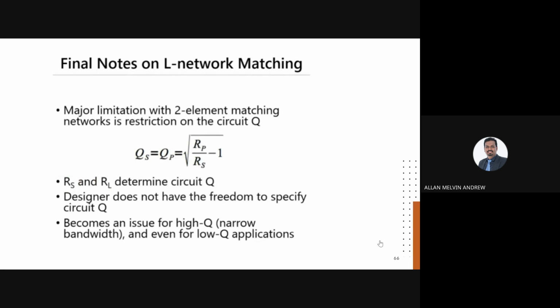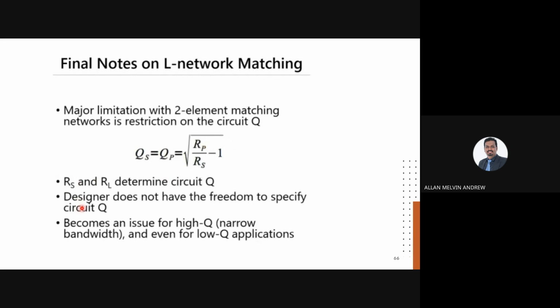Okay, please hold on. So QS and QP, sorry, RS and RL determine the circuit quality, because circuit quality depends on these values. So it is heavily dependent on RP, and I apologize, because here it is mentioned as RP. So please replace all this RP with RL to avoid confusion.